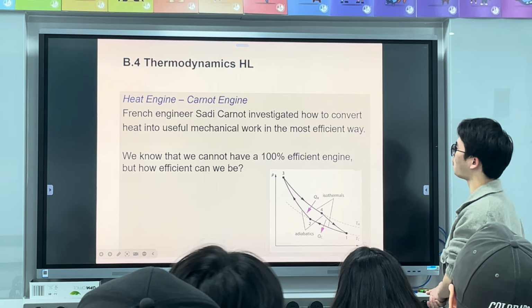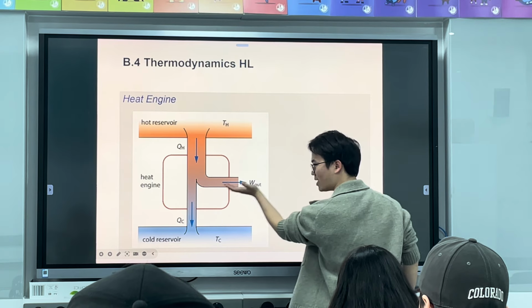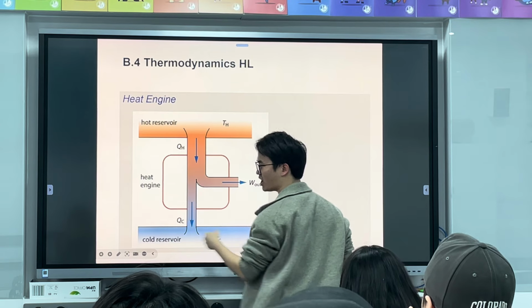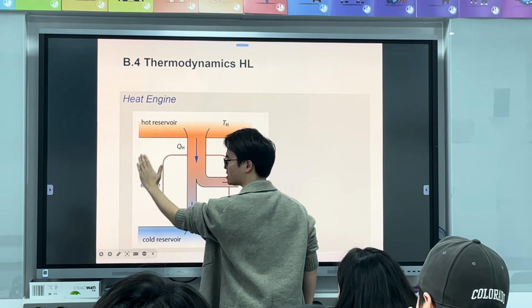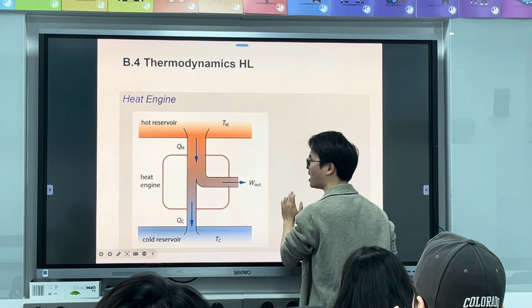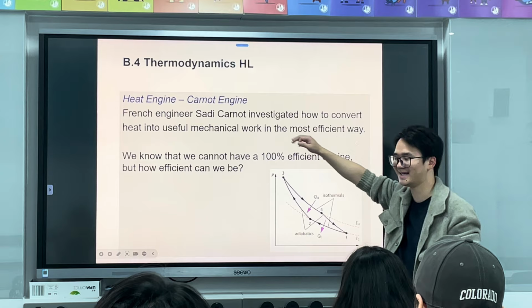Okay, so for an engine that performs work like this, we're not considering any other realistic condition. For example, there's no heat loss to the surroundings, and the hot reservoir and cold reservoir stay at a constant temperature. The engine that performs this cycle is what we call the Carnot engine.